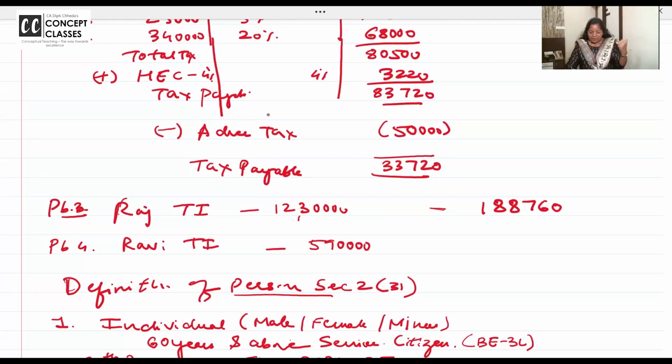अच्छा, Ravi's total income is 5,90,000. How much is the tax? 31,720.